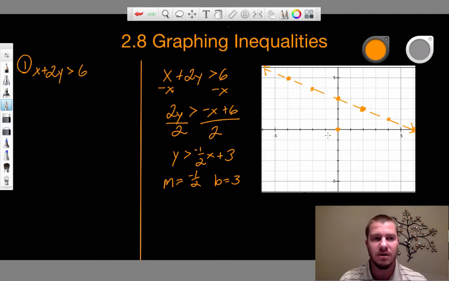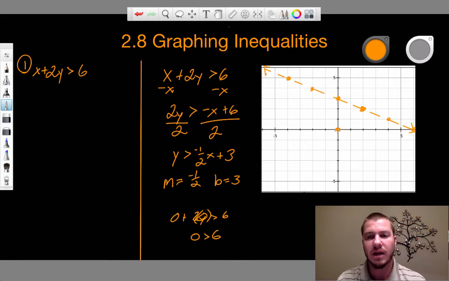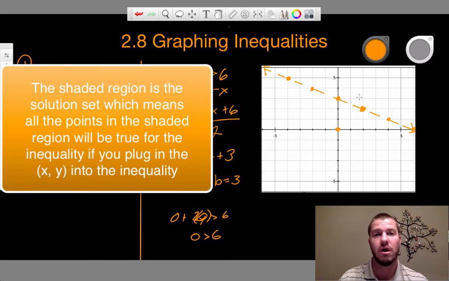The easiest point is 0, 0, because what happens when you plug it in is it makes both the x term and the y term 0. So that becomes 0 is greater than 6, and that is not true, which means that this point that I checked, since it's not true, should not be in the shaded region, which means I would need to shade the other part of the graph, the other side of the line. So I would shade all here.